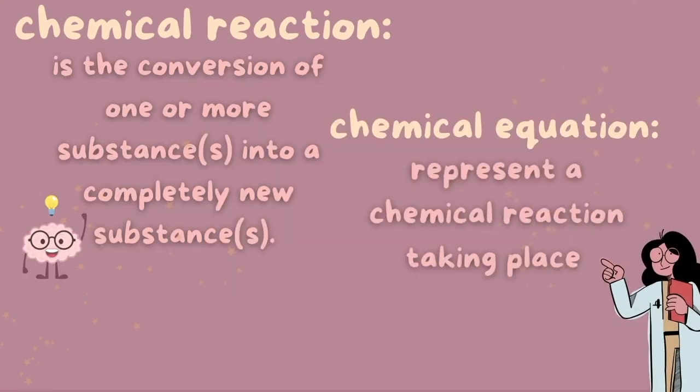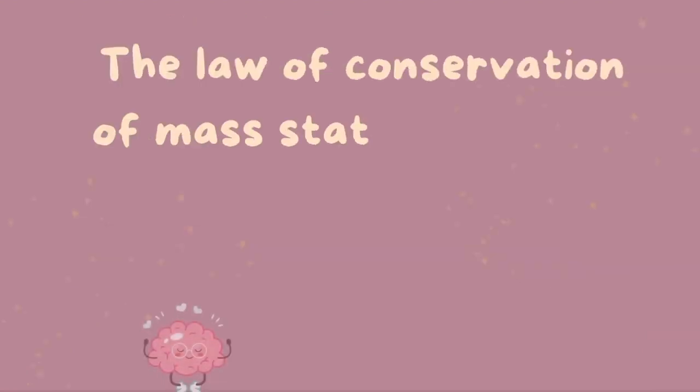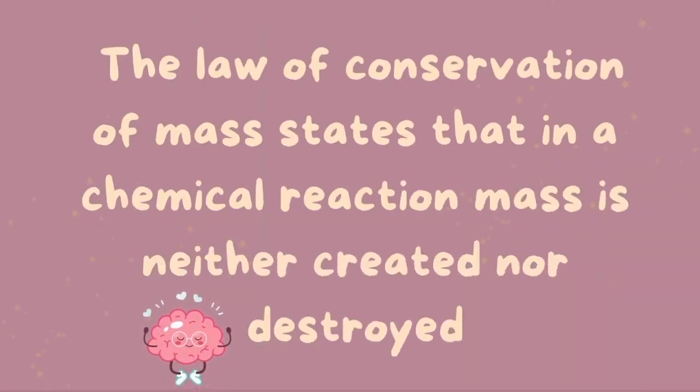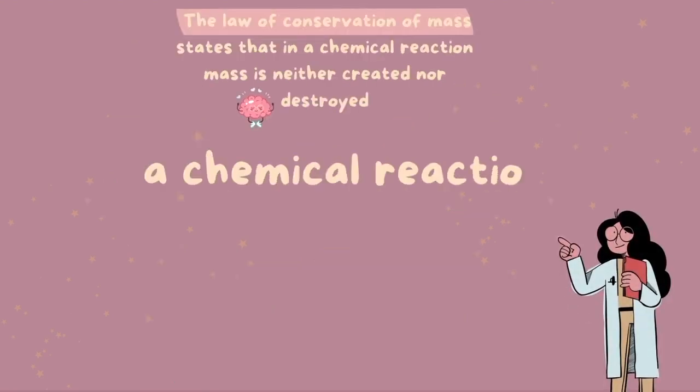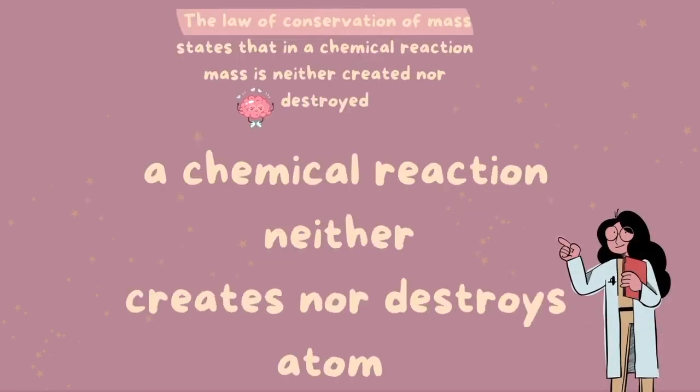One of the most crucial concepts to remember about chemical equations is their balance. The law of conservation of mass states that mass is neither created nor destroyed, even by chemical reaction. Therefore, a chemical reaction neither creates nor destroys atoms. It only transforms the existing atoms into something new.